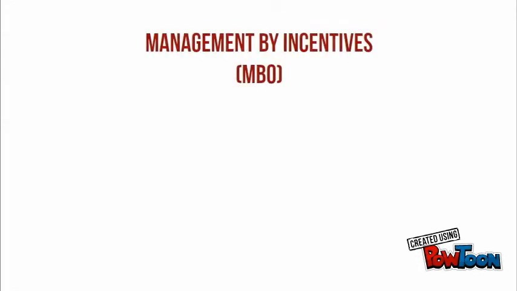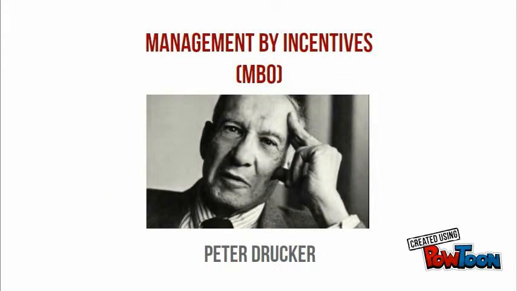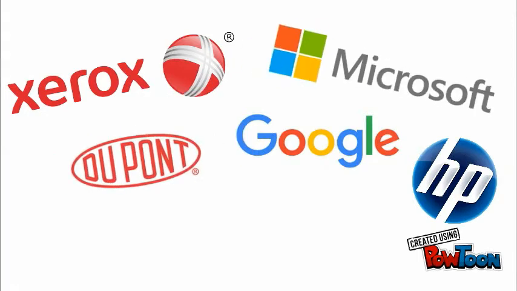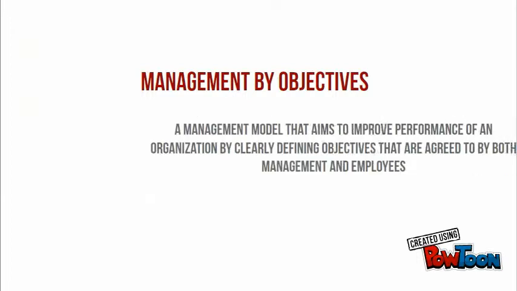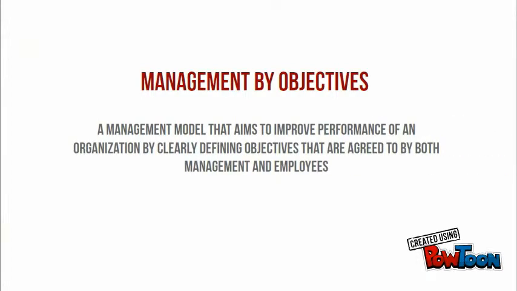But what is it after all? The idea of MBO was first outlined by Peter Drucker in 1954 and it was really popular in the 60s and 70s. In fact, several big prestigious companies introduced this tool in their corporate strategy. Like John, managers frequently get lost in the activity trap, meaning they get so involved in their current activities that they often lose sight of the original goals. MBO came as a response to that. It is a management model that aims to improve an organization's performance by clearly defining goals that are agreed by both management and employees.